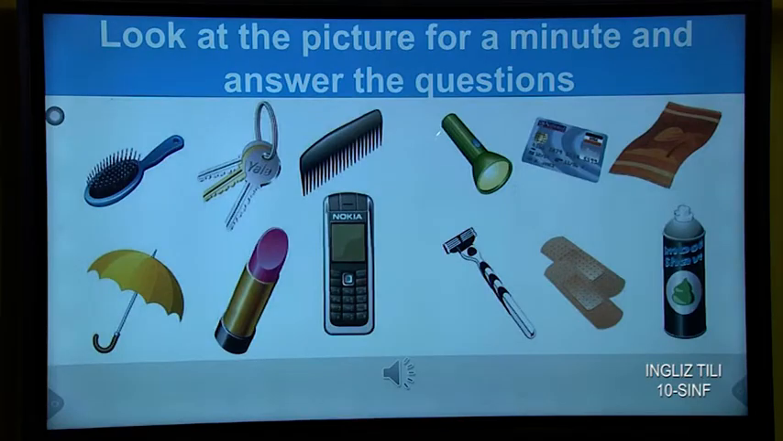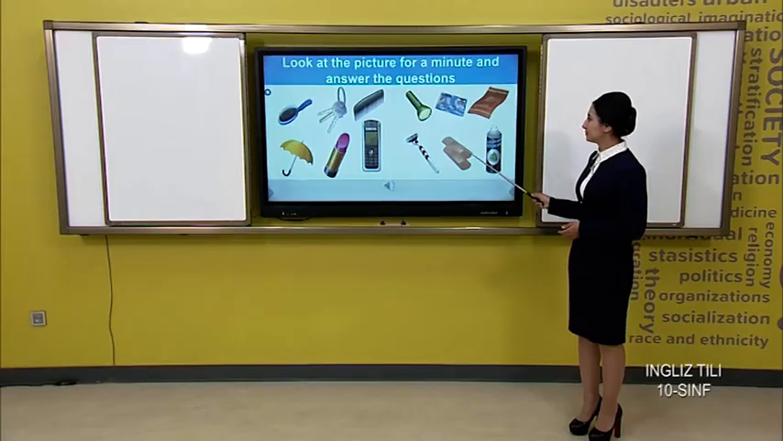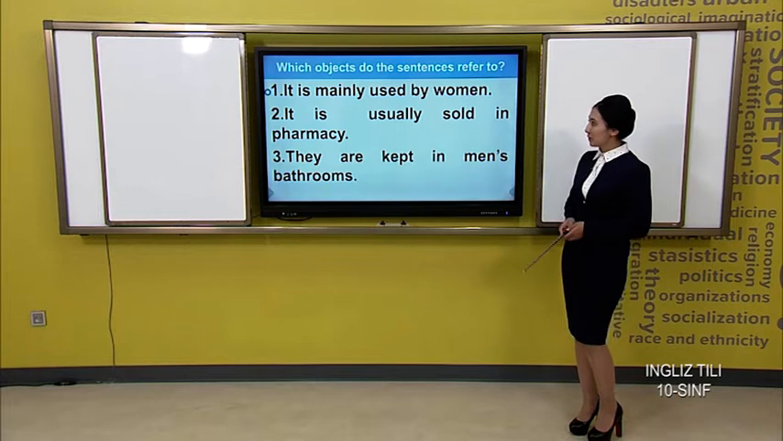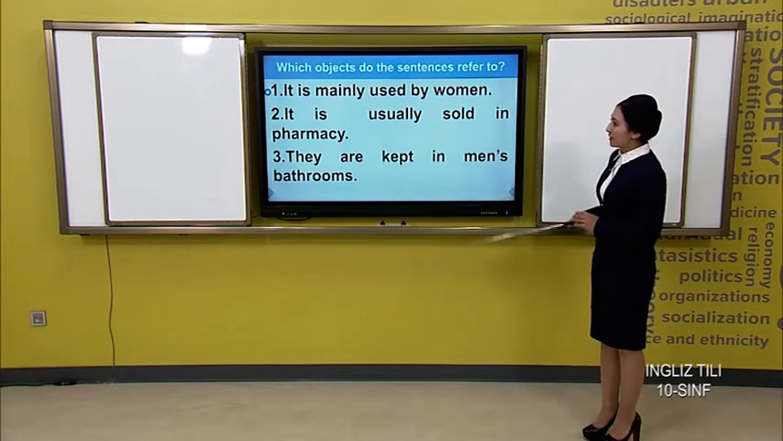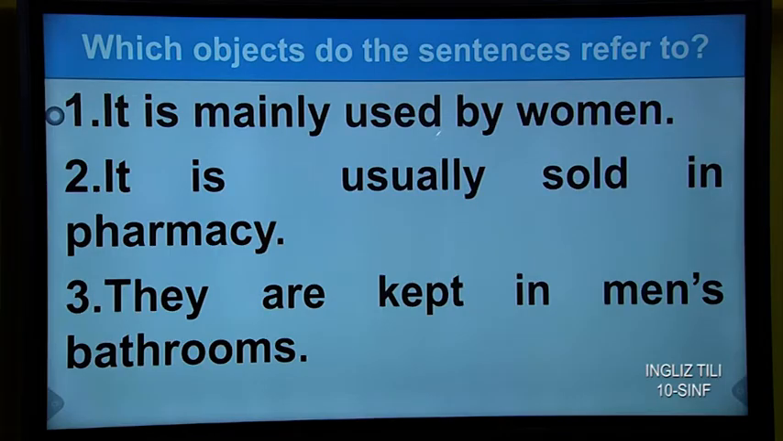Thank you so much. Did you answer all questions? Well done. Let's check your answers in that case. Did you check? Good. I advise you, if you have free time, do this kind of activity because it can improve your concentration. So, here you have 3 sentences. Which objects do the sentences refer to? Try to remember the picture one more time and decide the sentence.